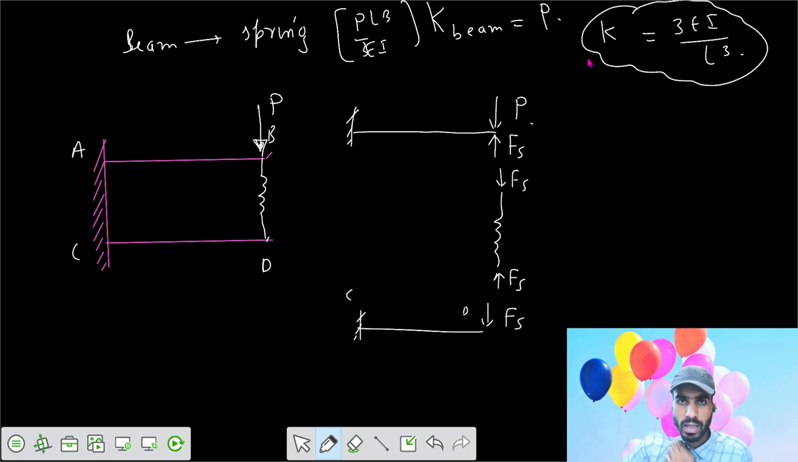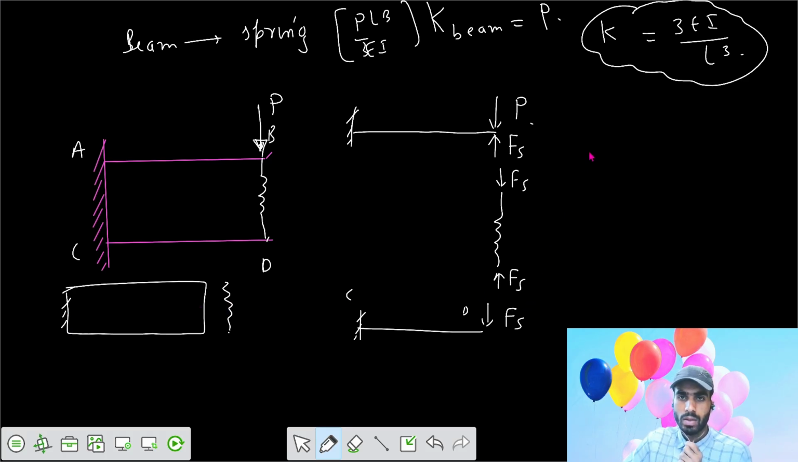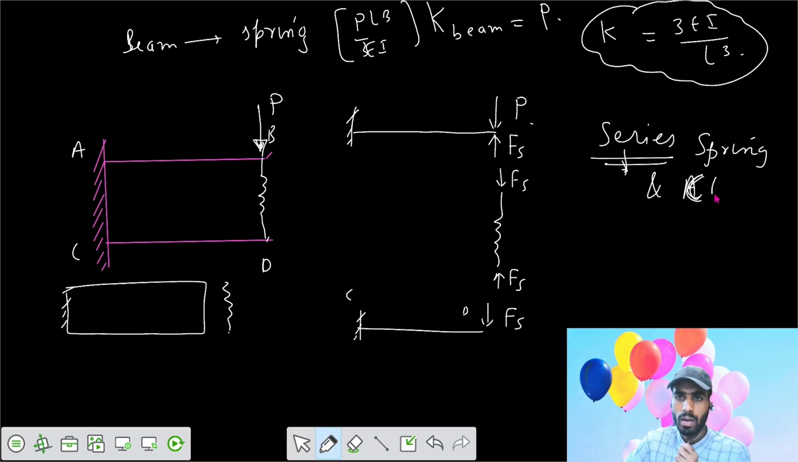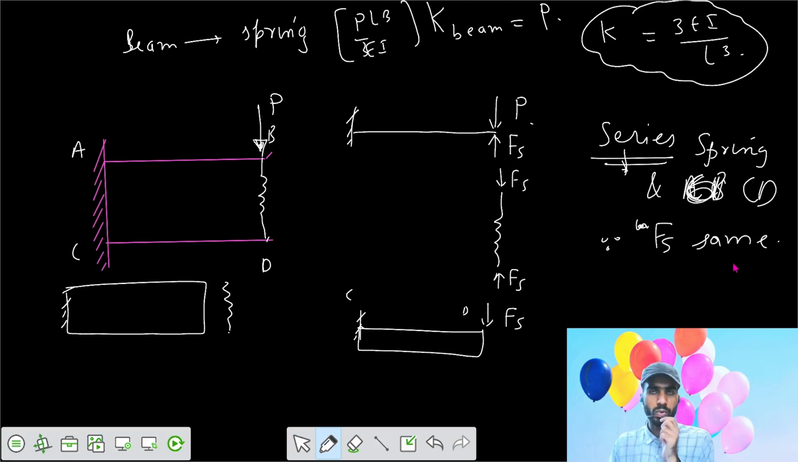So we can say that the beam is acting as a spring. Say this is your beam. So we can treat the beam as a spring. Since for the series connection, we can say that the spring and beam CD are in series, because your force is the same in both the members. If the force is the same between two members, that means they are in series.